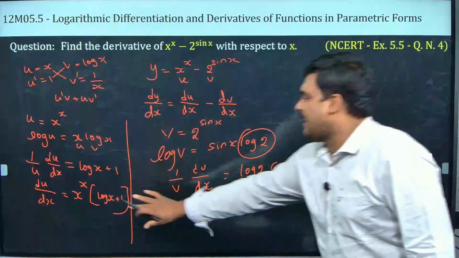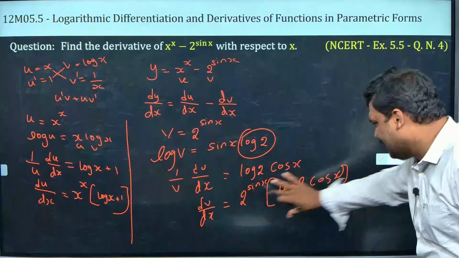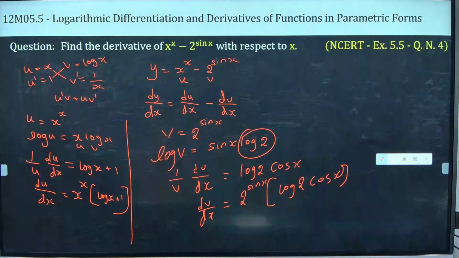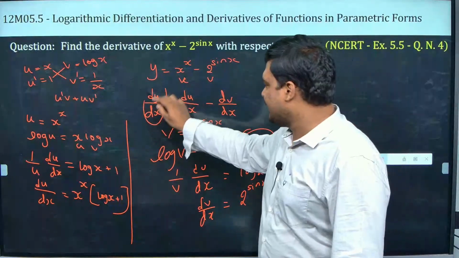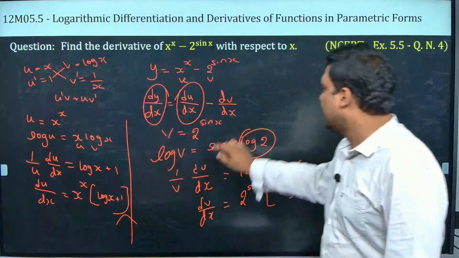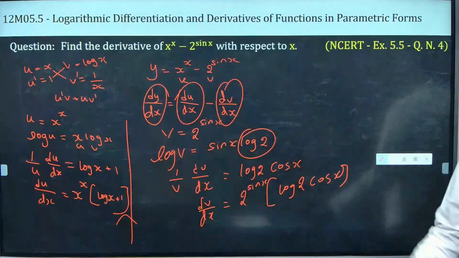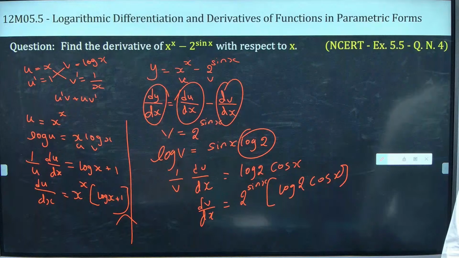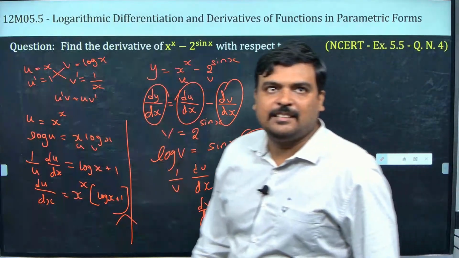Guys, write this one first minus this one, that's it. That is dy by dx. dy by dx is equal to du by dx, that is this one, and dv by dx, this one. In between put minus. Are you getting this, guys? Clear?